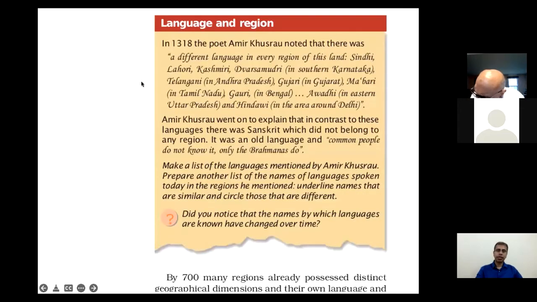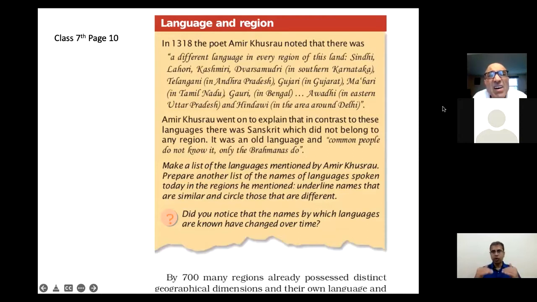Okay, now just take a look at this. This I have picked up from one page of NCERT. Oh sorry, class 7th, page number 10. What are they saying? In 1318, the poet Amir Khusro noted that there was, now after this comes the quote, a different language in every region of this land. Sindhi, Lahori, Kashmiri, Dwarsamudri, Telangani, Gujri, Malabari, Gauri, Awadhi, and Hindavi in the area around Delhi. This is the italicized part, which is the quote.